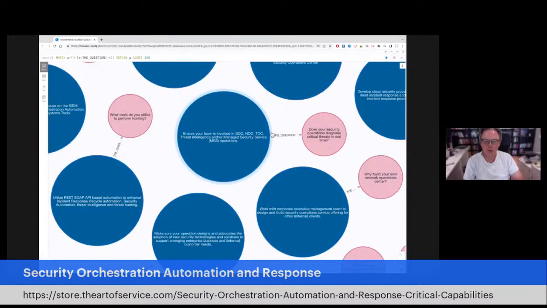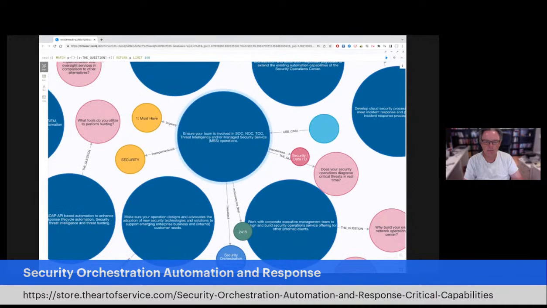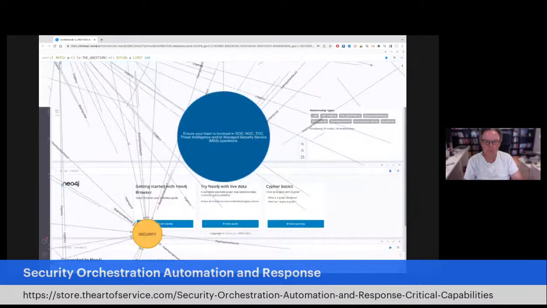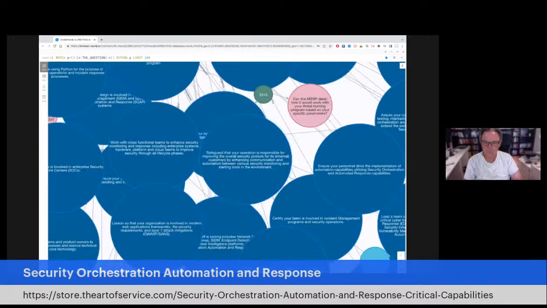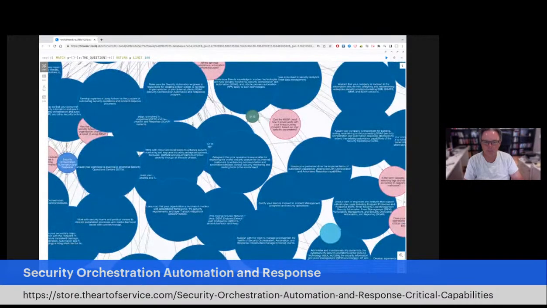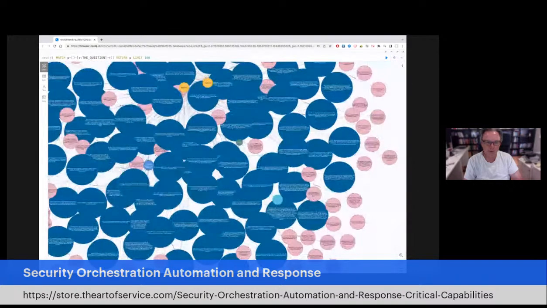Threat intelligence and or managed security (MSS) operations. So the question is: does your security operation diagnose critical threats in real time? Because that's what we want. We don't want to just have to dive into logs and see what's been happening after the fact took place. We want to see in real time log analysis, what's going on right away. A live log analysis. So double click on this, see what comes up just for the fun of it. Here we go. Wait. I already see that I've created a problem for myself because now a lot pops up. Because the limit is 100. See? So this one is a must-have, the one that we just popped up, and it's related to security.